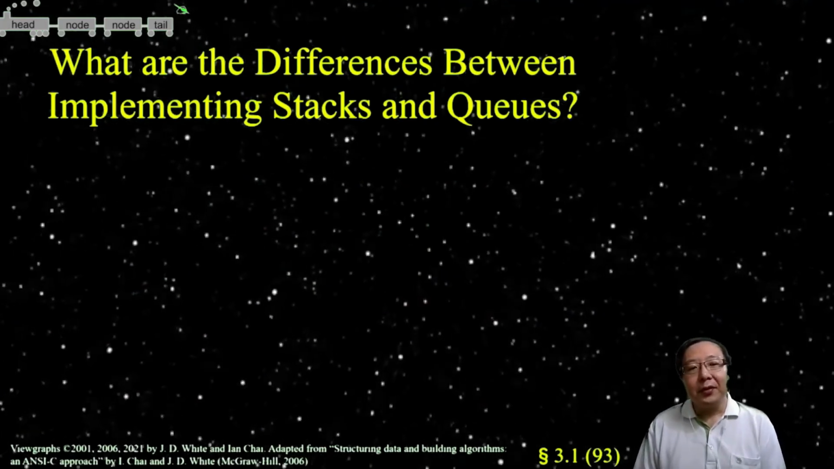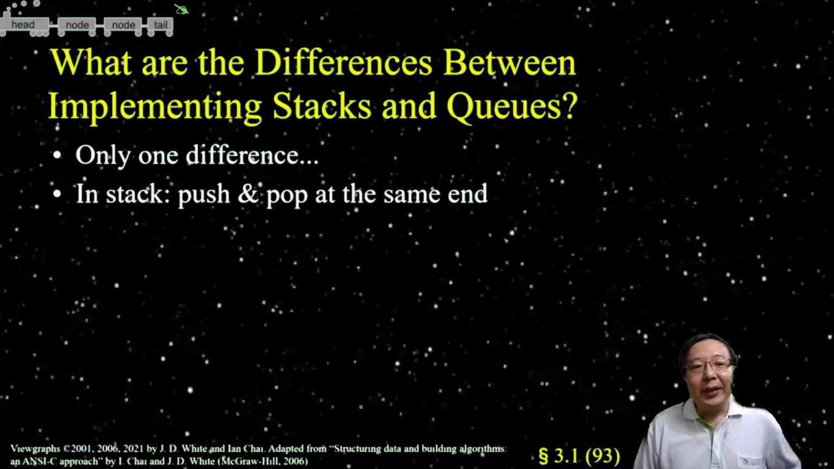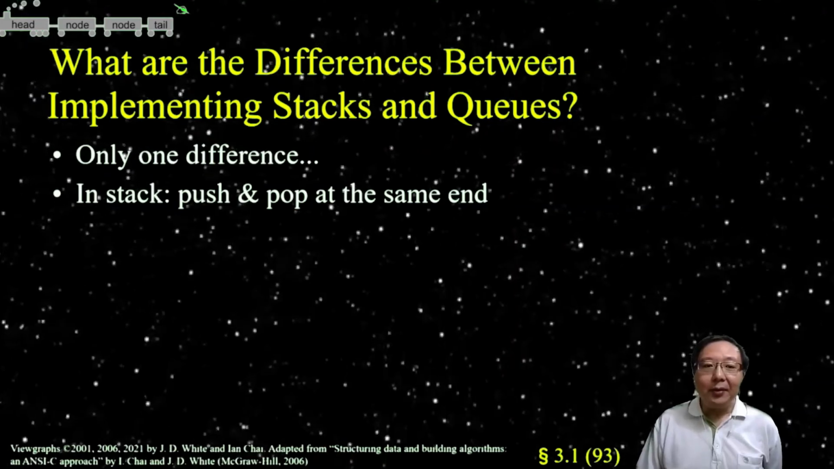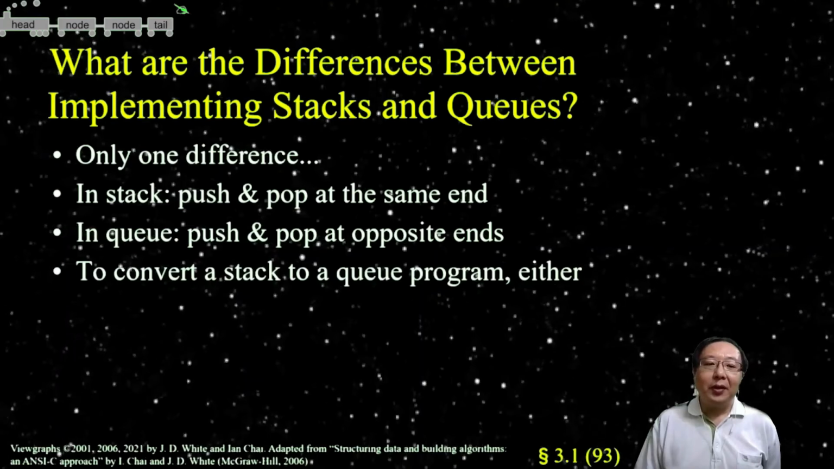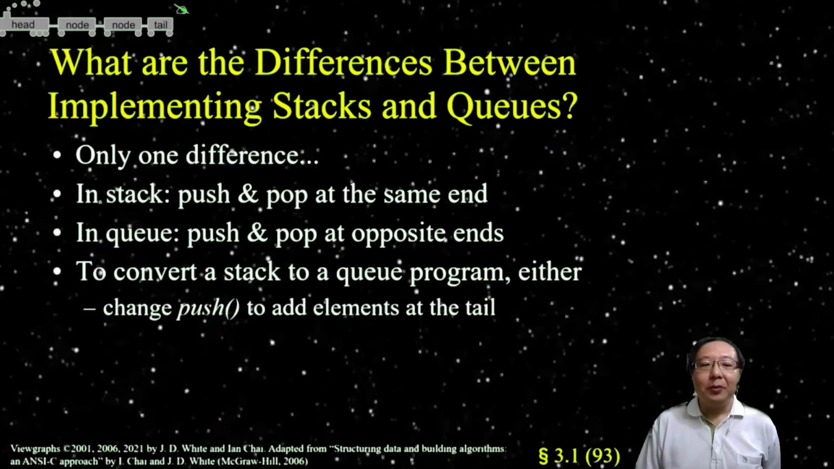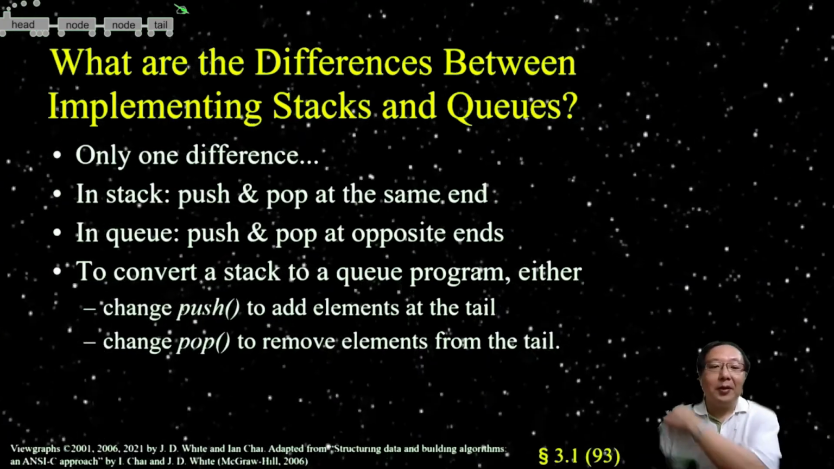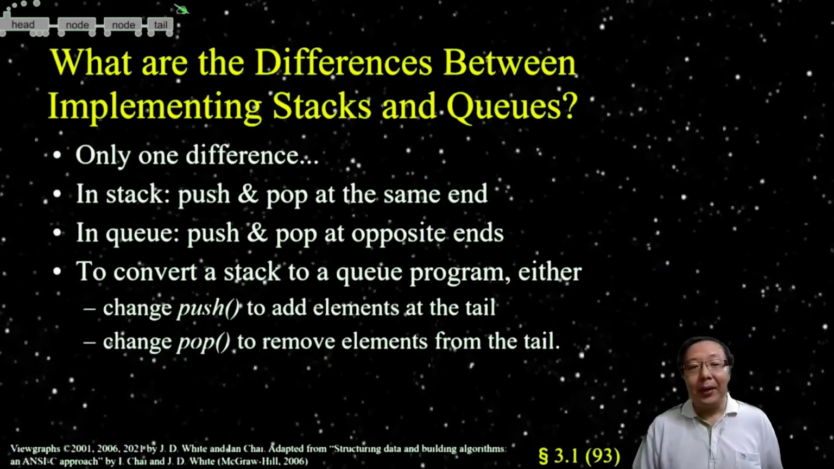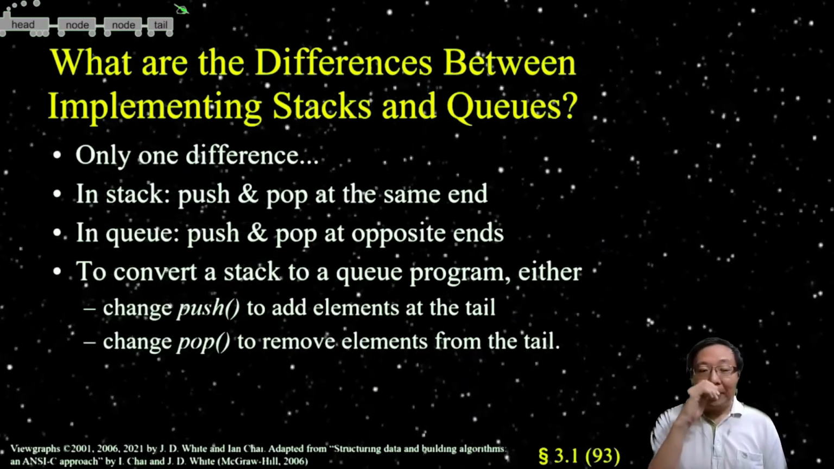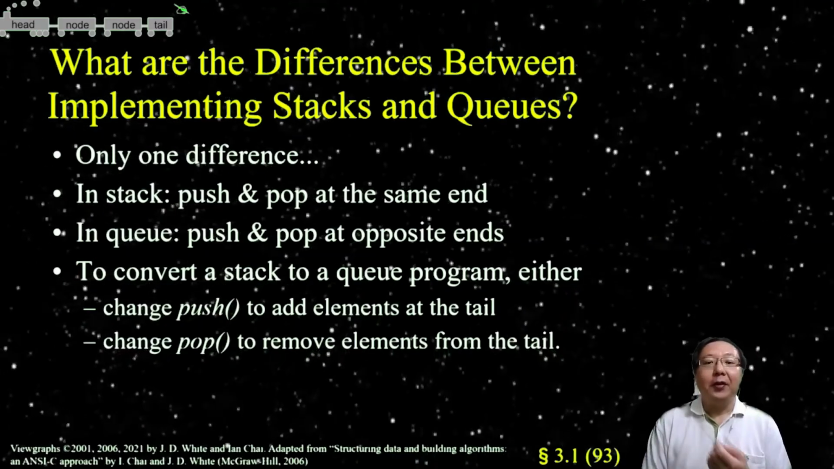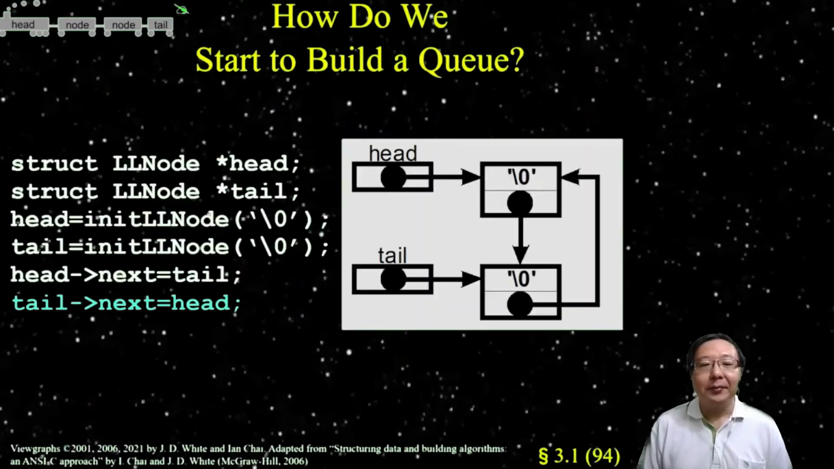Okay, what are the differences between implementing stack and queue? There's only one difference. In stack, we push and pop from the same end, and in queue, we push and pop from opposite ends. So to convert a stack to a queue, we either change the push to add elements to the tail, or we change the pop to remove elements from the tail. So you can do it either way, okay? And the whole point is that you push and pop from a different end for a queue, whereas you push and pop from the same end for a stack.